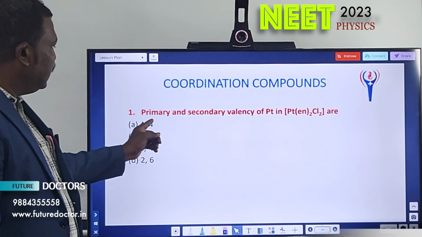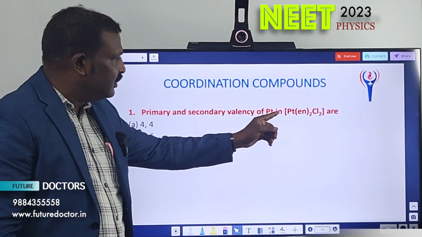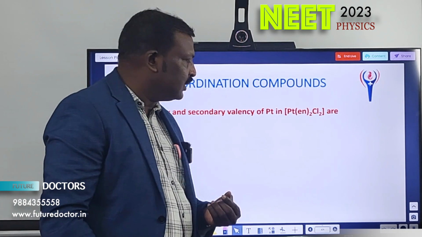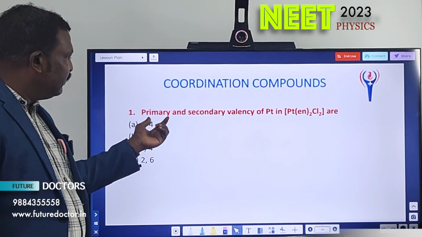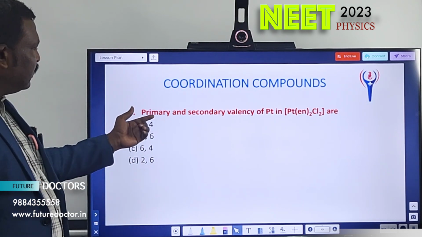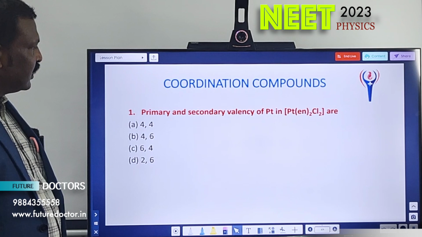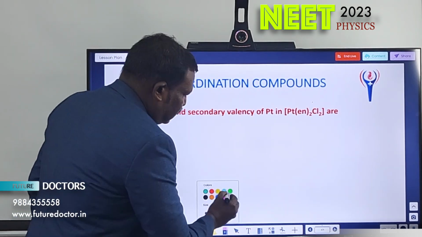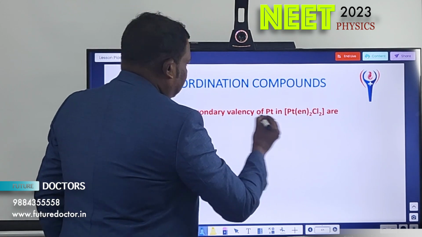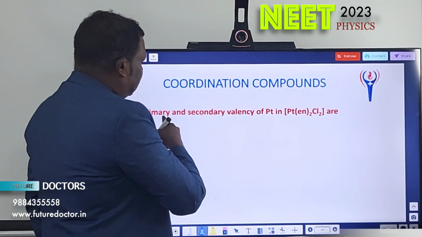Simple one. Primary and secondary valency of platinum in Pt(en)2Cl2. Okay. This is a complex. So we have to find out the primary valency as well as the secondary valency. Primary valency means nothing but oxidation state. Here it's a neutral complex. So simply the oxidation state of the central metal ion is called primary valency.